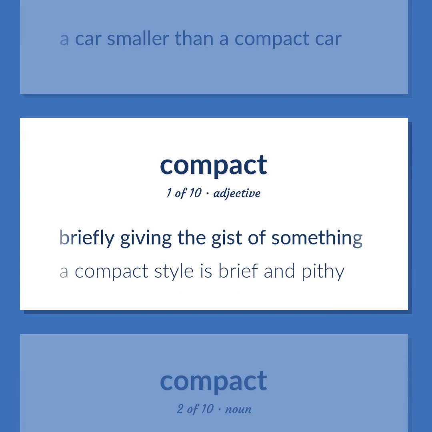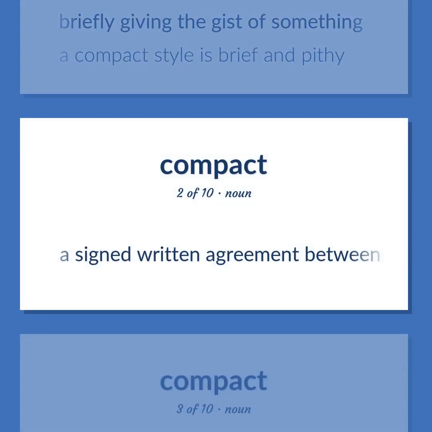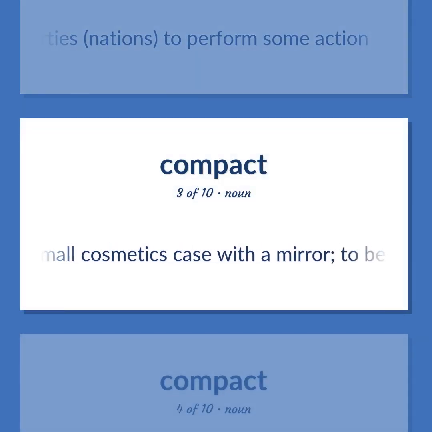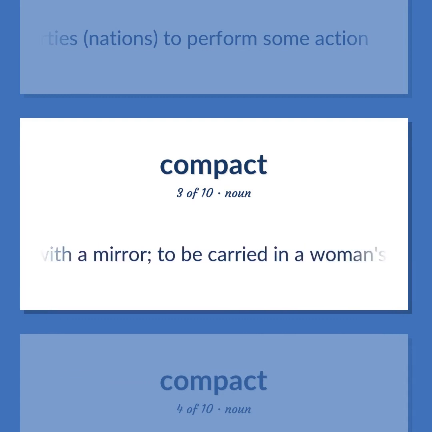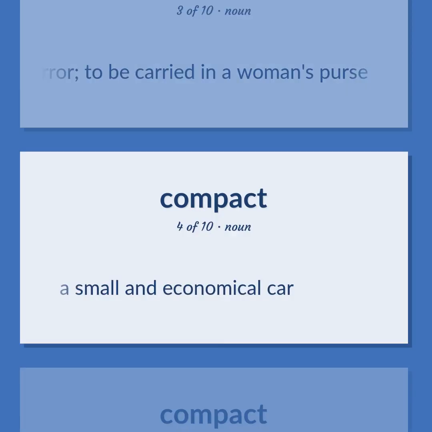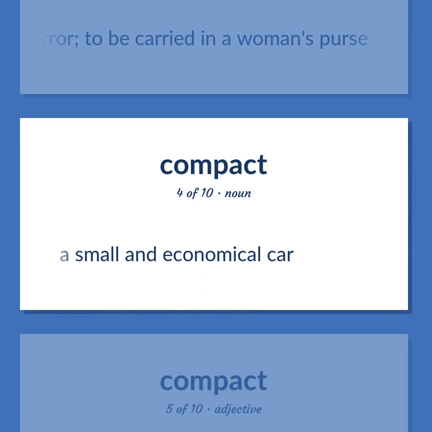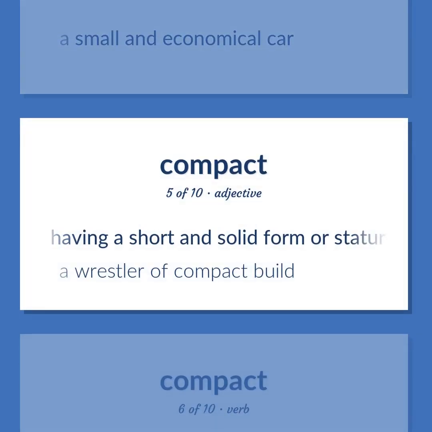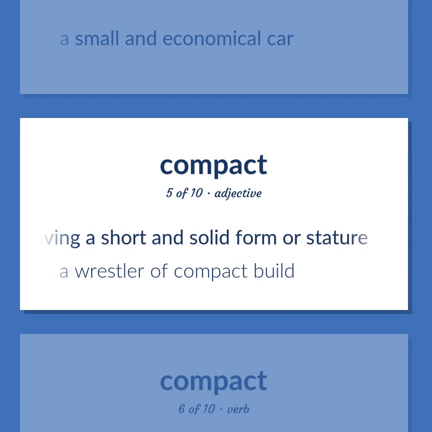Briefly giving the gist of something. A compact style is brief and pithy. A signed written agreement between two or more parties, nations, to perform some action. A small cosmetics case with a mirror, to be carried in a woman's purse. A small and economical car. Having a short and solid form or stature. A wrestler of compact build.